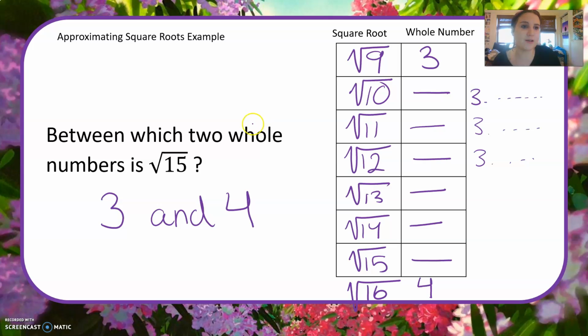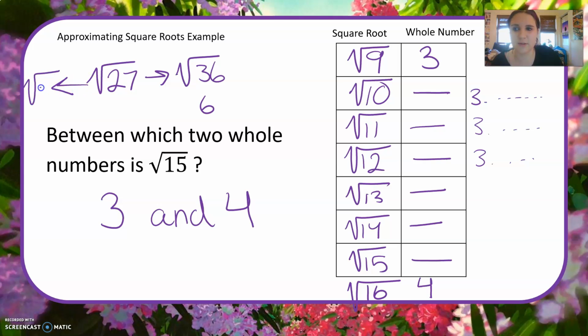And you can do this for any type of square root. Let's say we don't know the square root of 27. We can think about the perfect squares that are on either side of it. I know that right above 27 is the square root of 36, which equals 6. And right below 27 is the square root of 25, which is a nice perfect square, which is 5. So that means the square root of 27 will be somewhere in between 5 and 6. So that is how you approximate square roots.